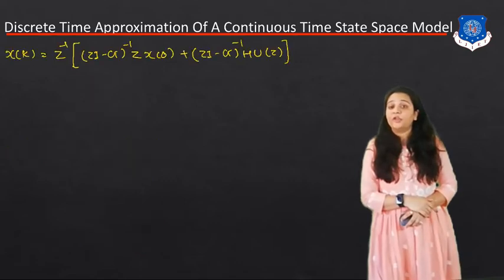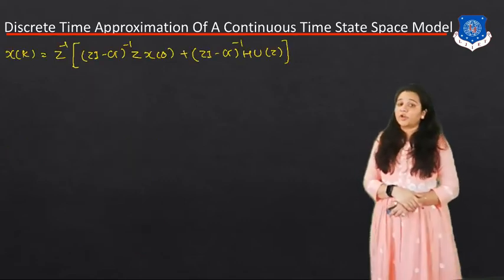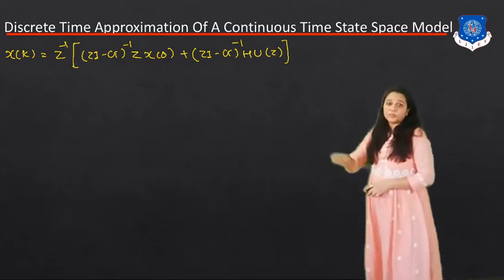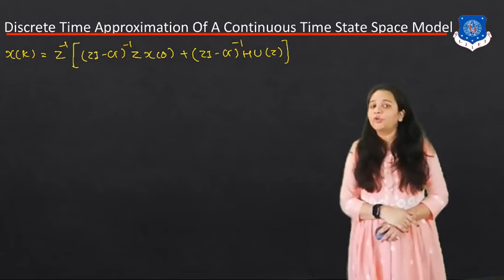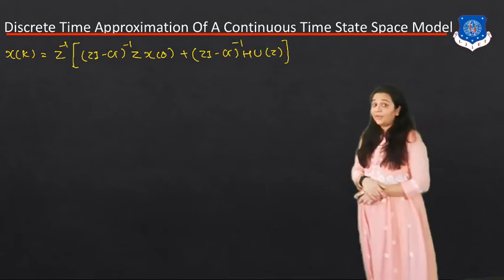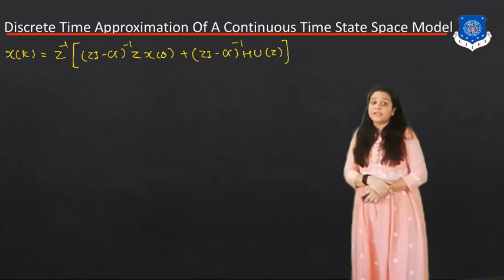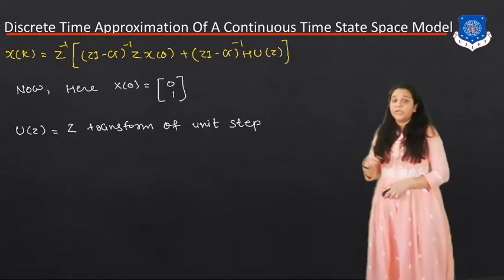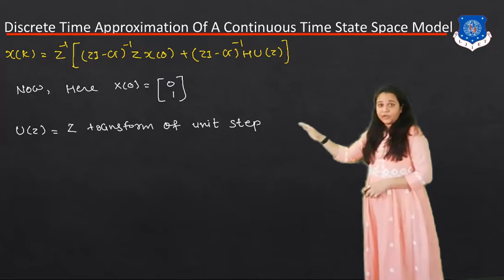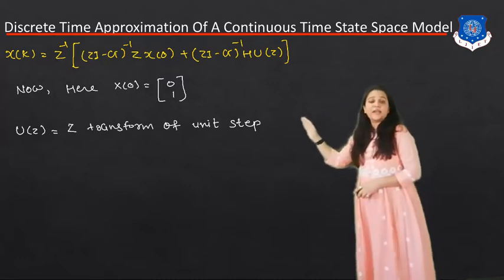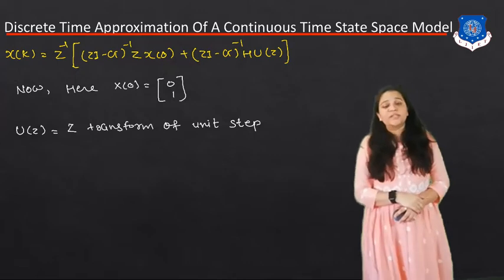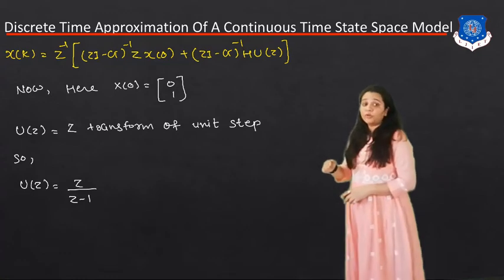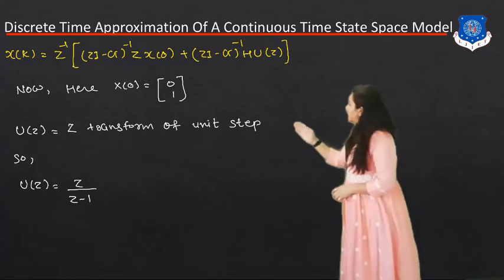Now we have to find the value of x of k. And what is the equation of x of k? Z inverse of zI minus A inverse z into x of 0 plus zI minus A inverse h into u of z. So first of all we have to find the value of z into x of 0 plus h into u of z. zI minus A inverse that we have already found. So here x of 0 is 0, 1, that is given. U of z is the z transform of unit step, because the input is given unit step input. So what is the z transform of unit step input that we discussed in the earlier example? It is z upon z minus 1.